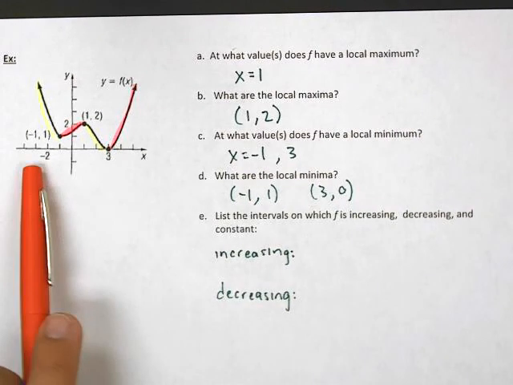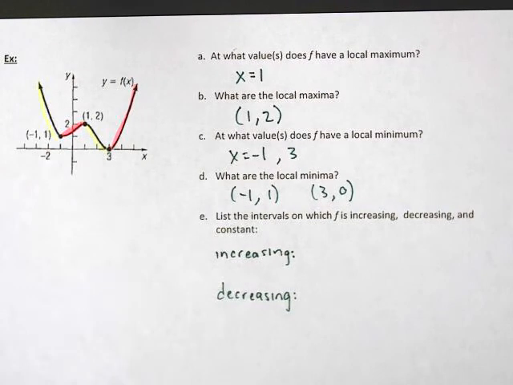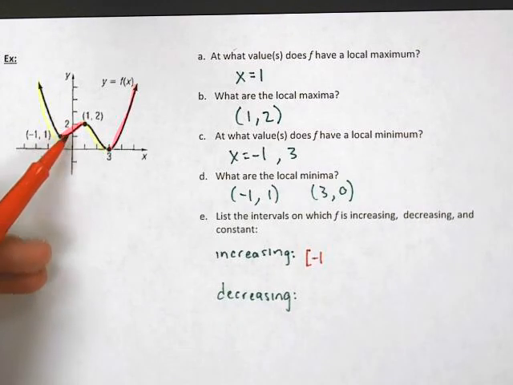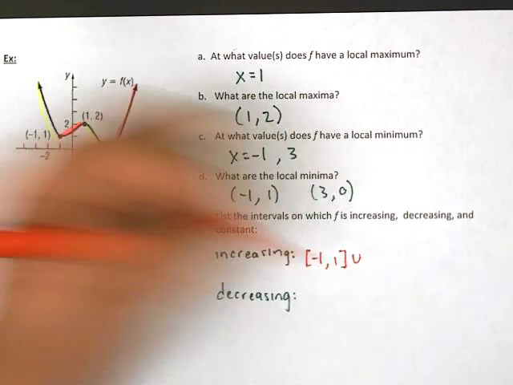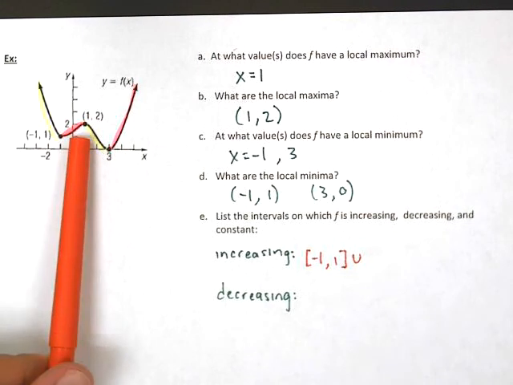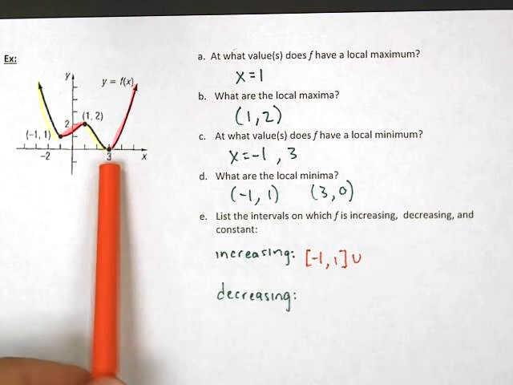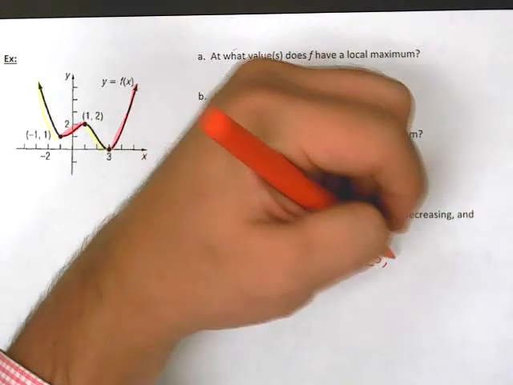So I start here, right? I'm going down, down, down, down. All right, right here at an x value of negative 1 is where I start to increase, and I increase all the way to positive 1. But then I start to decrease, right? So I have to skip this section, and then it picks up again. It starts to increase again at x equals 3. And then it increases forever.